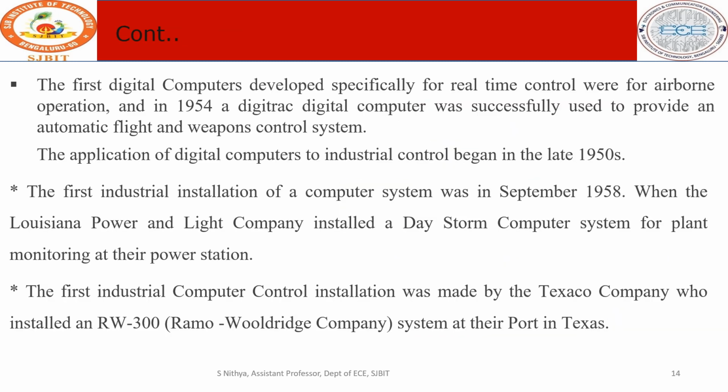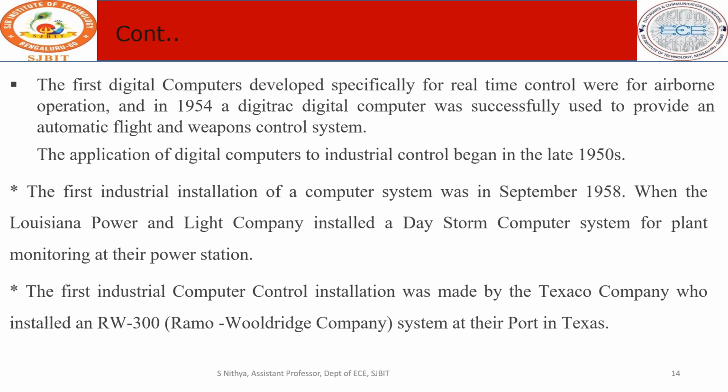The first digital computer developed significantly for real-time control was for airborne operations, and in 1954 a Digitrac digital computer was successfully used to provide automatic flight and weapon control systems. So these are the histories, of how the real-time operating system earlier was, which we are discussing here.